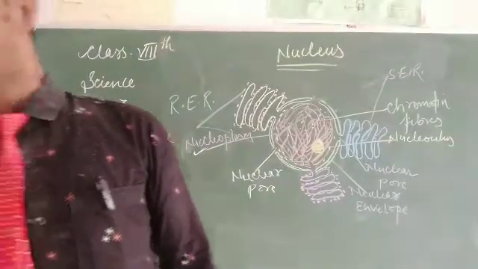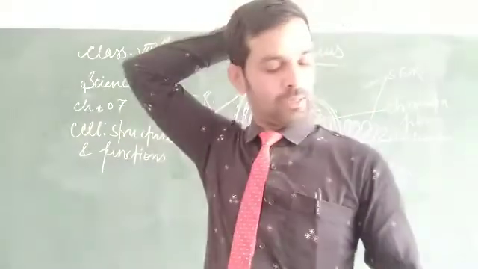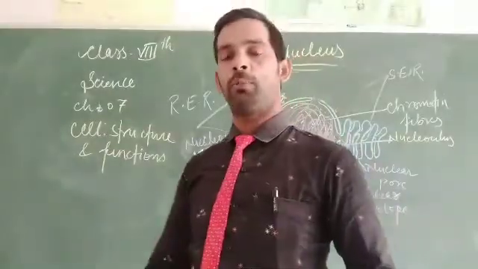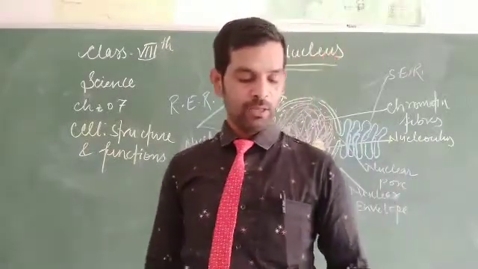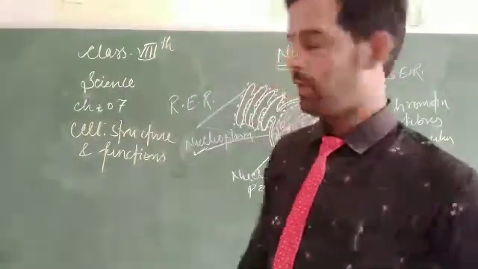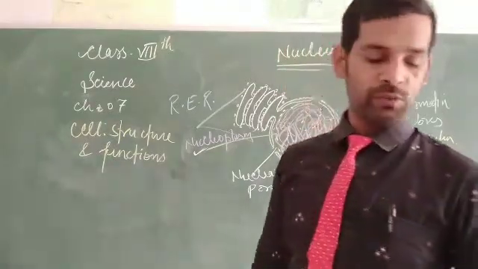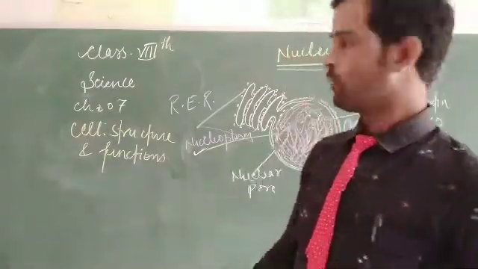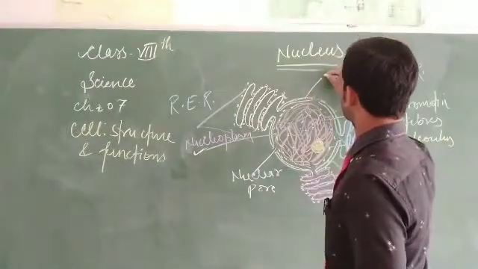The fluid present inside is called the nucleoplasm. The nucleoplasm is surrounded by a double layered membrane. This is the double layered membrane. What is it called? It is called the nuclear membrane. This is the nuclear membrane.